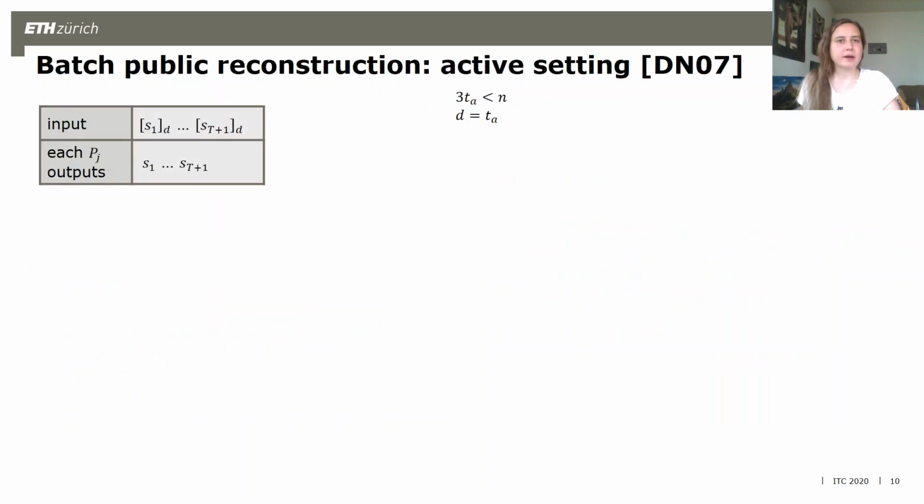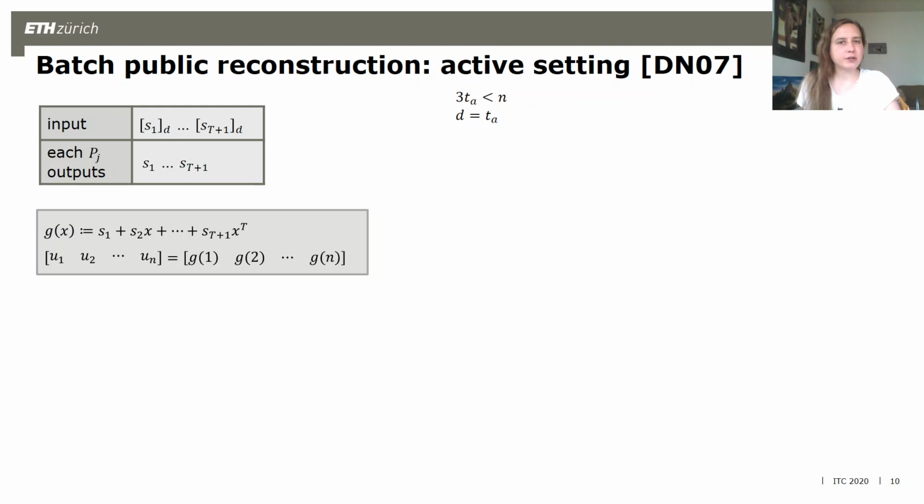And the smarter trick will be the batch public reconstruction by Damgård and Nielsen. This was introduced for the active setting. So for the moment, we are in the active setting with t_p and t_f equal to zero. And the trick is to amortize the reconstruction. So we will try to reconstruct many values, s_1 up to s_{t+1}, and amortize the cost. Here the trick is to represent these shared values as coefficients of a polynomial g of degree t. Now we can evaluate this polynomial on values 1 up to n, and end up with the evaluation points u_1 up to u_n. So we expand the t values into a longer string of n values.